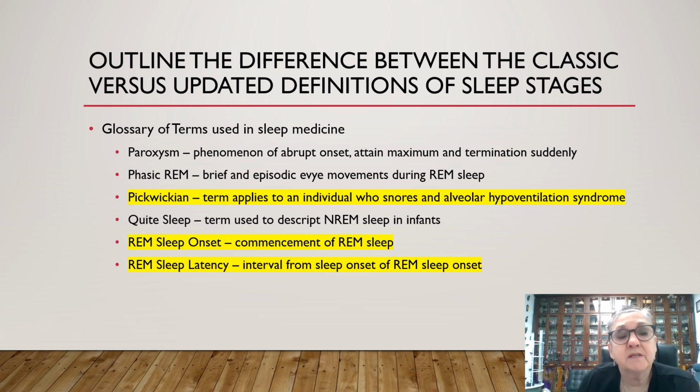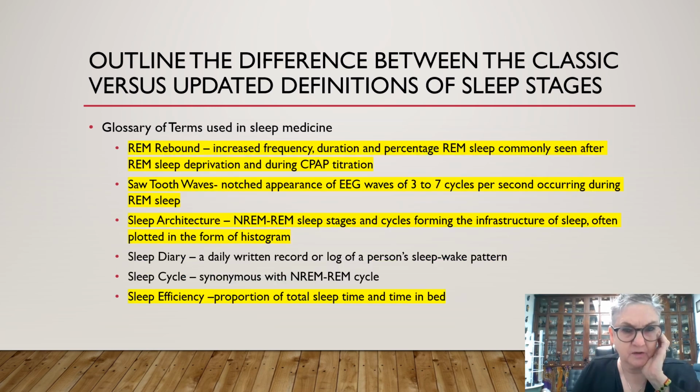REM sleep onset is the commencement of REM sleep, and REM sleep latency is the interval from sleep onset to REM sleep onset. Okay, getting close to the end of the terms, but let's muscle through a couple more. REM rebound is the increased frequency, duration, and percentage of REM sleep commonly seen after REM sleep deprivation and CPAP titration. Sawtooth waves are notched appearance in EEG waves, 3 to 7 cycles per second occurring during REM sleep.